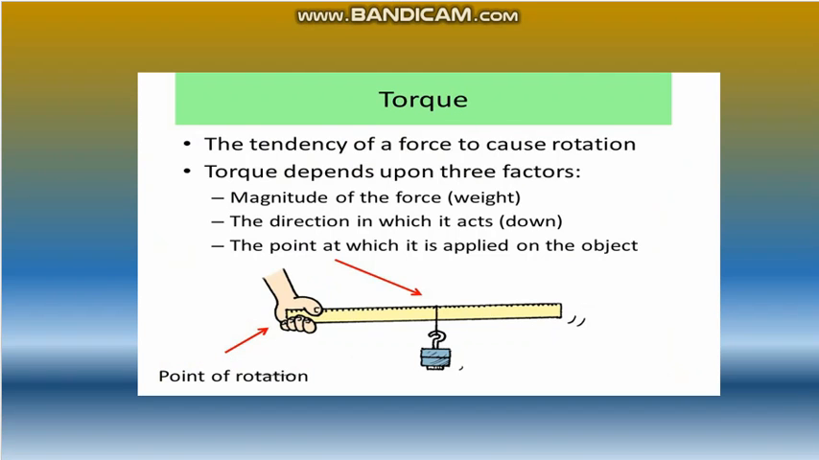The factors torque depends on are the magnitude of the applied force and the moment arm. Torque increases with the increase of force. Torque is directly proportional to the applied force. Torque is directly proportional to the moment arm. Means torque depends on three factors: magnitude of the force, the direction in which it acts, and the point at which it is applied on the object.